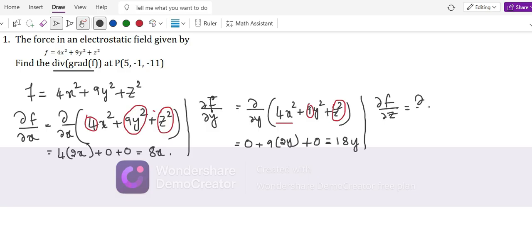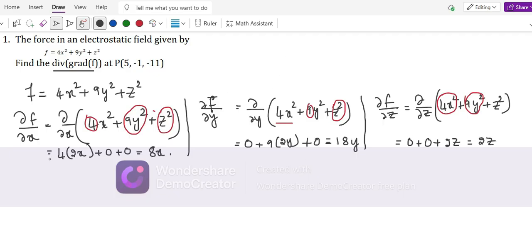So that is equal to ∂/∂z of 4x² + 9y² + z². Right? So now we have to calculate the partial differentiation. Here other than z all are constant, so you have to mark the constant terms like this. Okay? The partial differentiation of the constant term 4x² is 0, plus the partial differentiation of the constant 9y², which is 0, and the partial differentiation of z² is 2z, so which is equal to 2z.